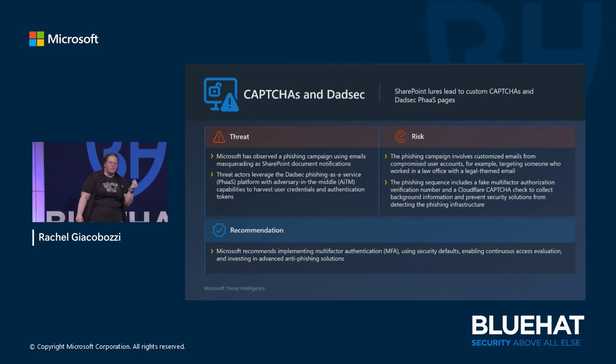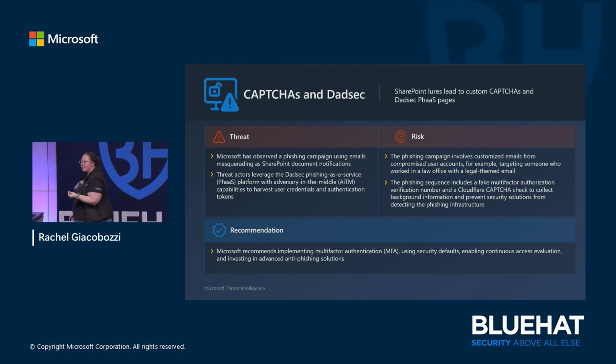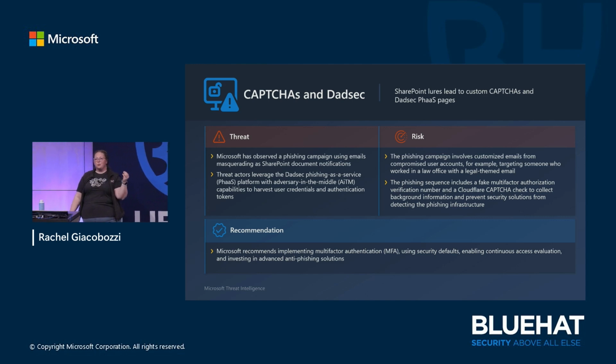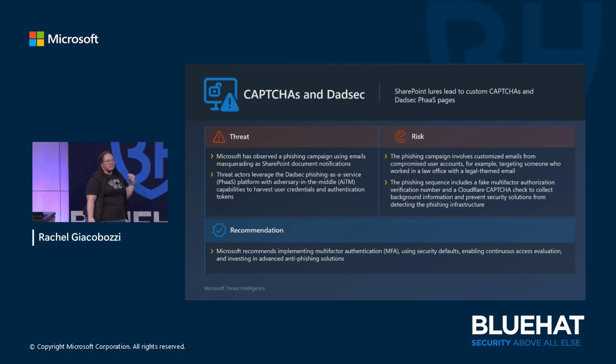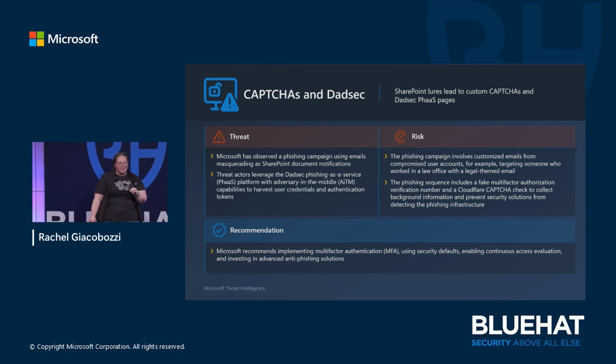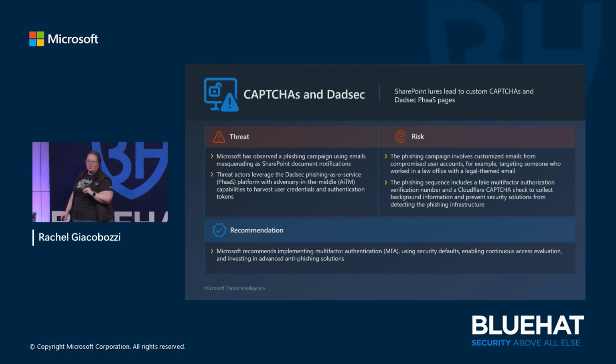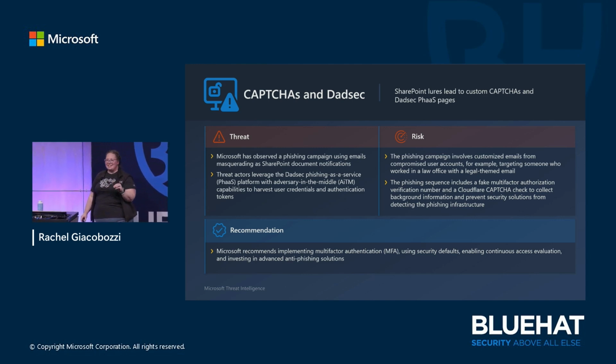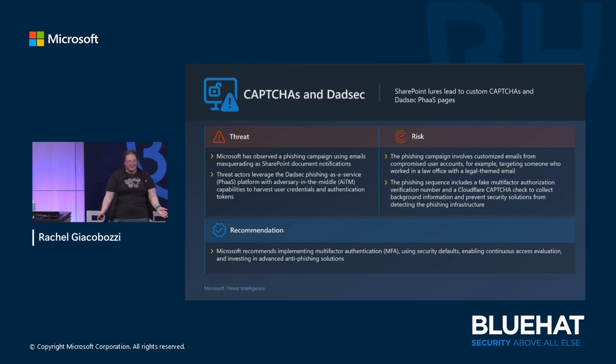They used that phishing-as-a-service platform to collect credentials and authentication tokens. This campaign had customized emails from compromised user accounts, and they targeted their victims with customized messages that were themed to their profession. These messages included a fake multi-factor authentication check, as well as a Cloudflare CAPTCHA check. And we believe that both of these checks collected background information, as well as provided threat actors a way to prevent security solutions from detecting that phishing infrastructure. Automation can't detect it if it has to hit the CAPTCHA first. I guess it does protect against robots.